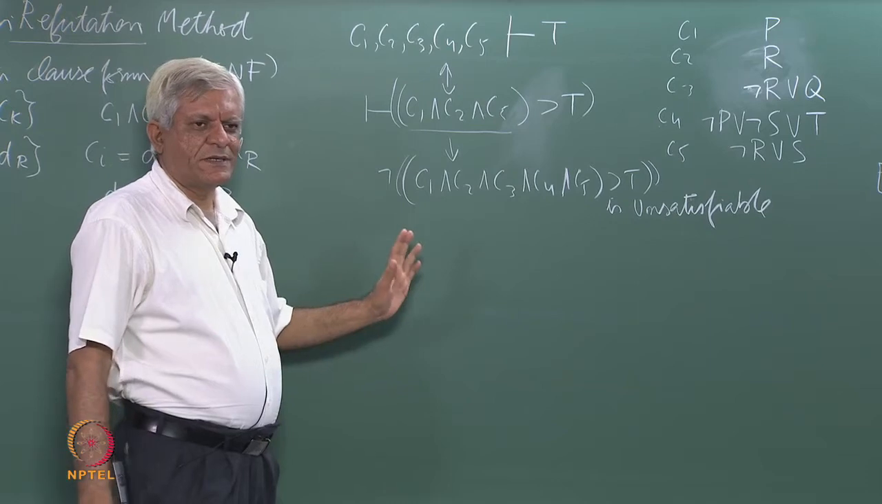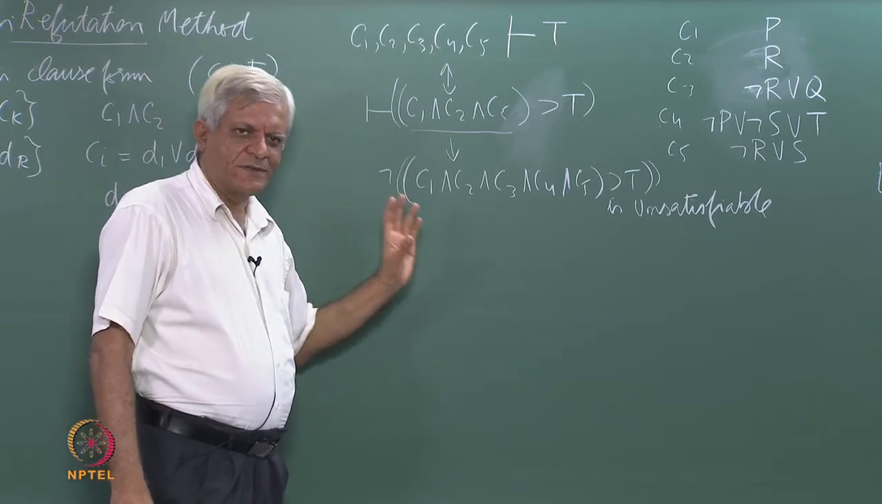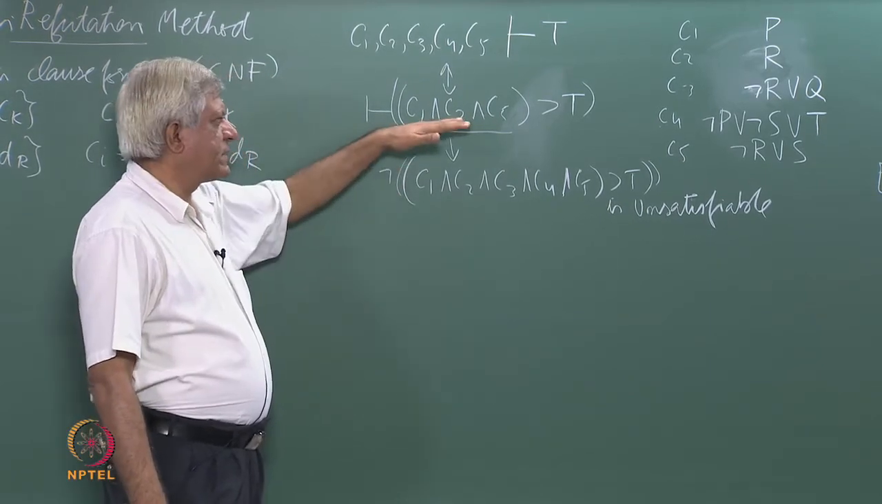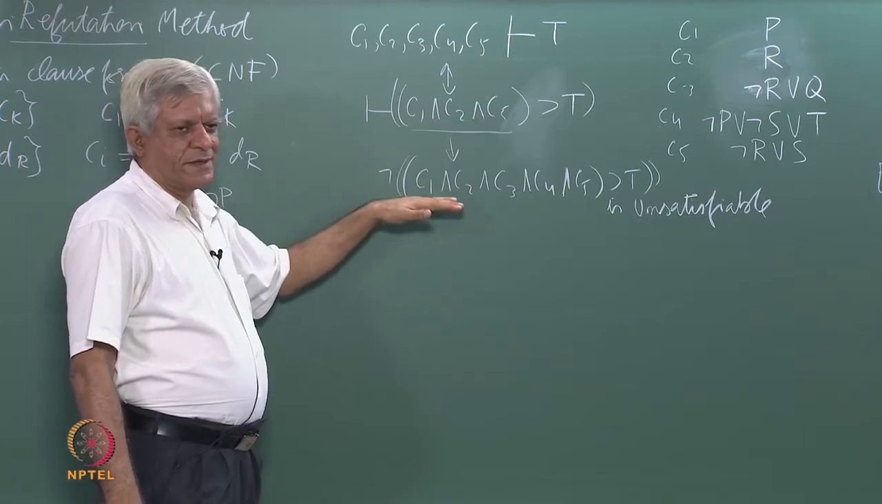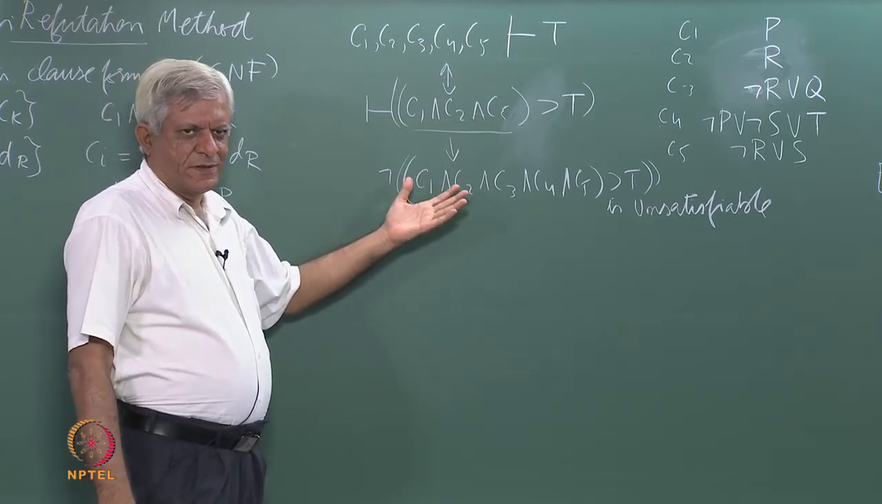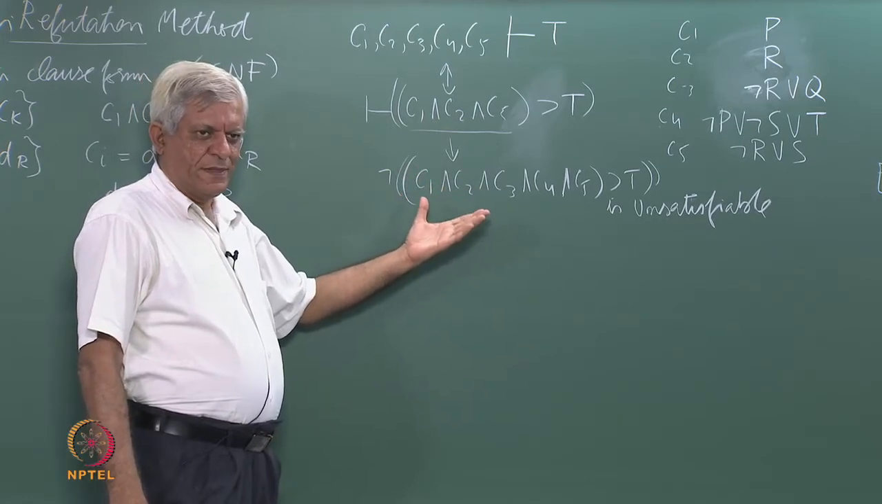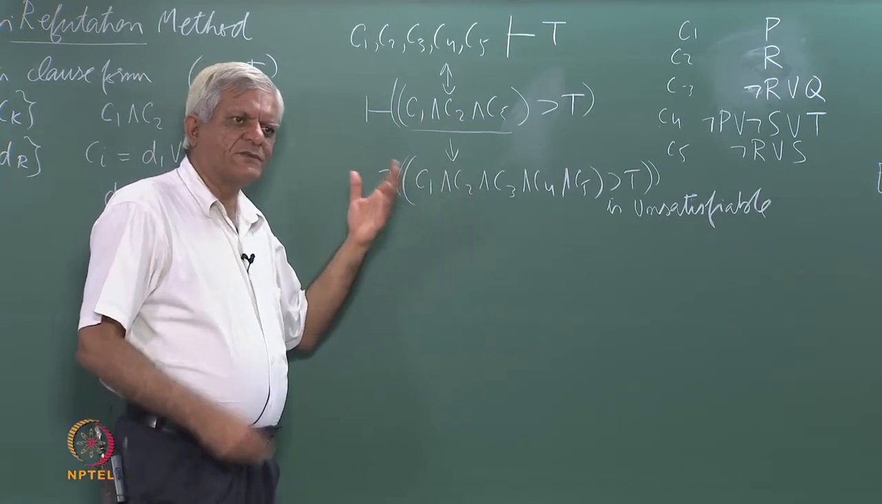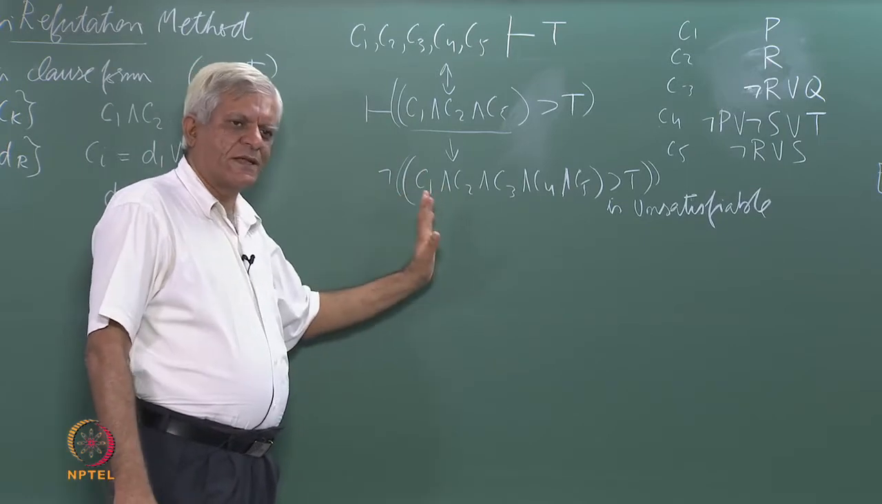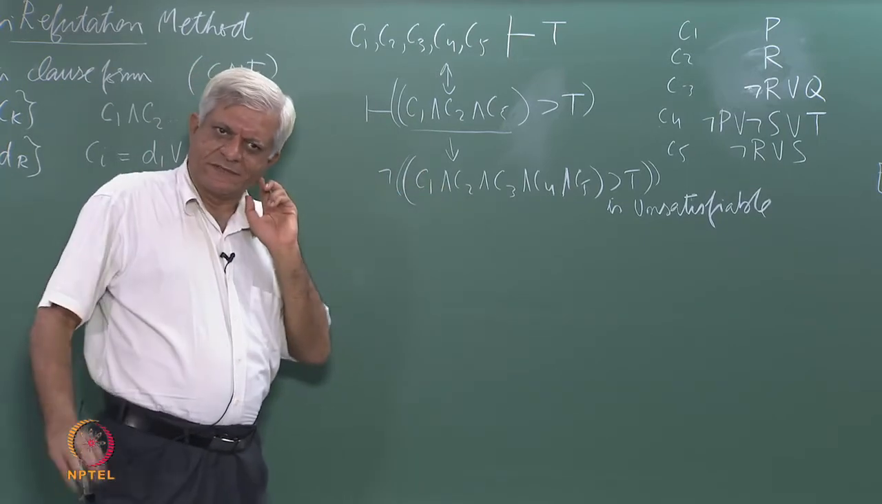So, you must convince yourself that this is a sound step, that if I take a tautology and take its negation, it becomes unsatisfiable. Okay. So, I have produced now what I think is an unsatisfiable formula, and of course, to check whether it is unsatisfiable, instead of constructing a truth table, I will use the resolution method to check whether that is the case.